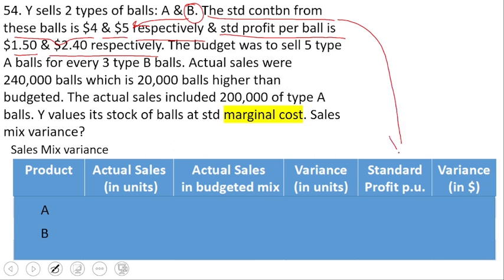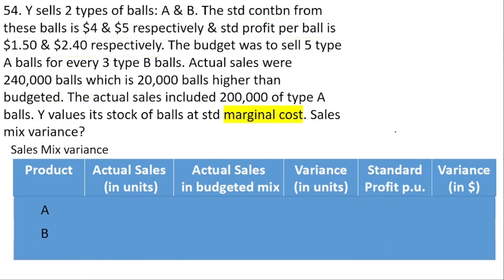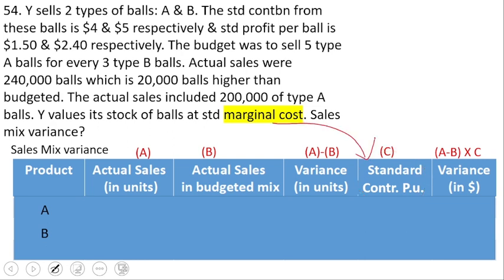So in this column, should we use standard profit or standard contribution? We should not use standard profit because further down they have said Y values its stock of balls at marginal costing. So you have to take the contribution here and not the profit. So let's just correct the heading of the second last column. Okay, so I've changed it into standard contribution simply because marginal costing is followed. Okay, so the standard contribution is $4 and $5. So we copy that into column C.